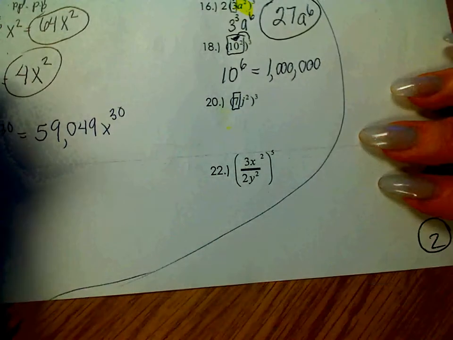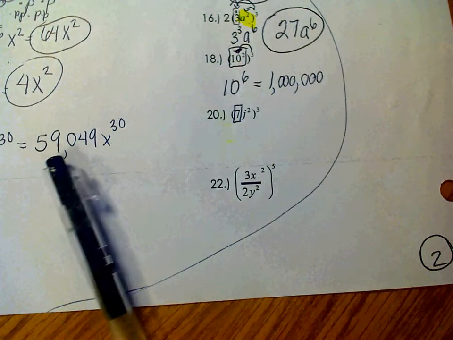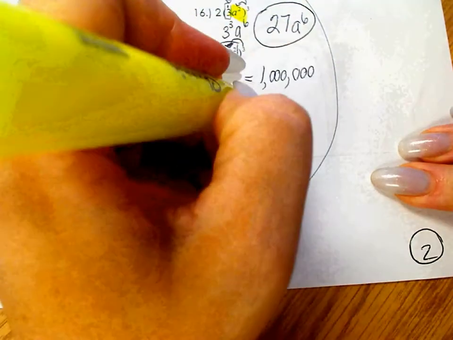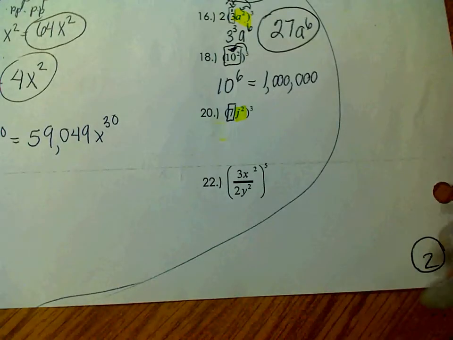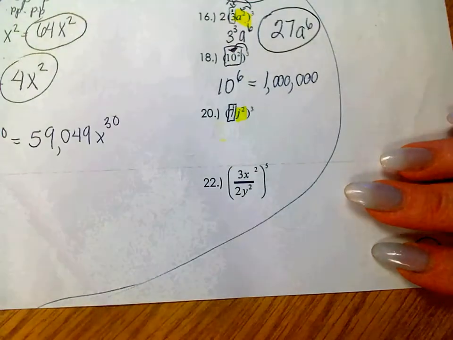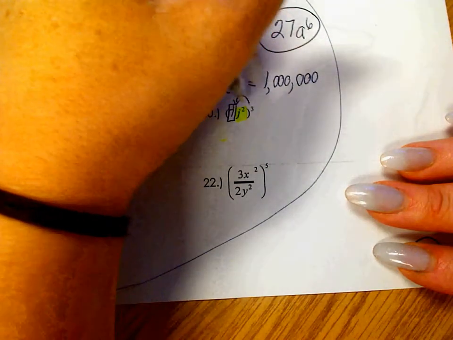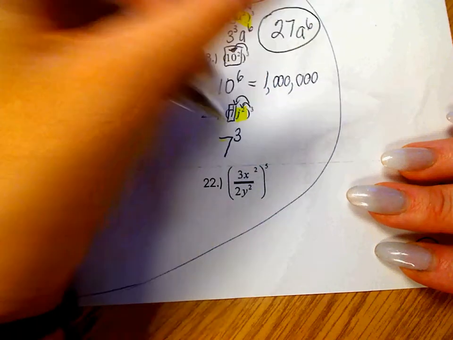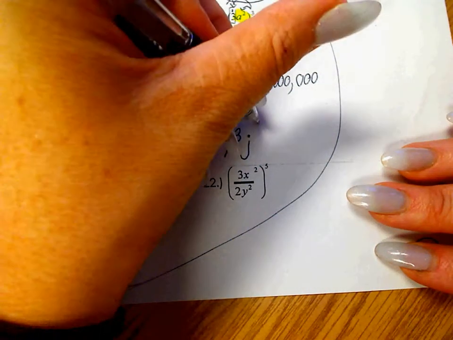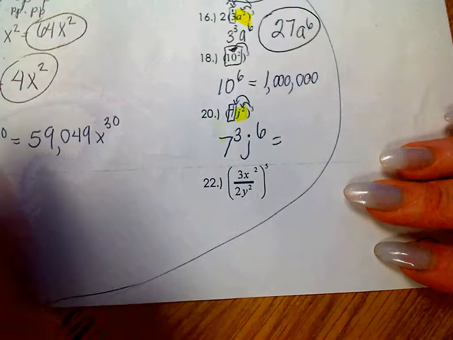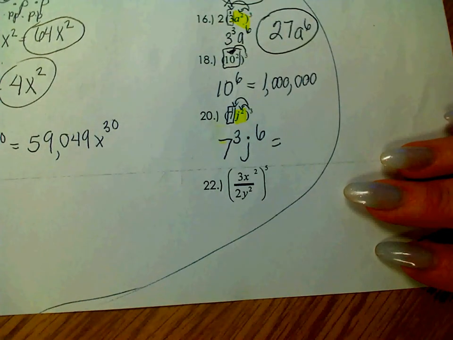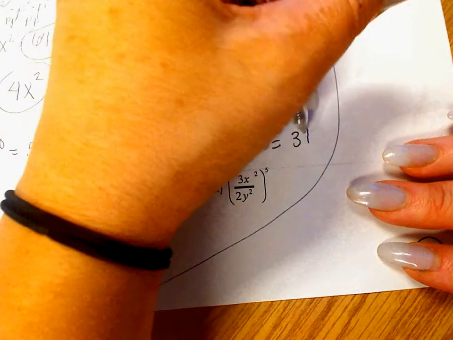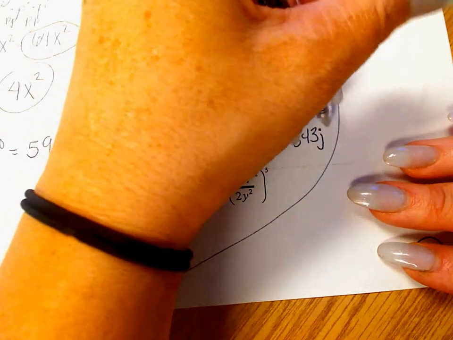Window on the 7. Highlight j to the 2nd power. Put an invisible 1 exponent. And then do your arrows. So this becomes 7 to the 3rd power, j to the 6th power. And then when we simplify 7 to the 3rd power, that is 343. And then j to the 6th power.